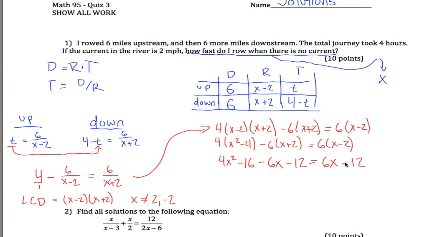So now we combine like terms. I'll show one more step in here. 4x squared minus 6x minus 16 minus 12 more is minus 28.